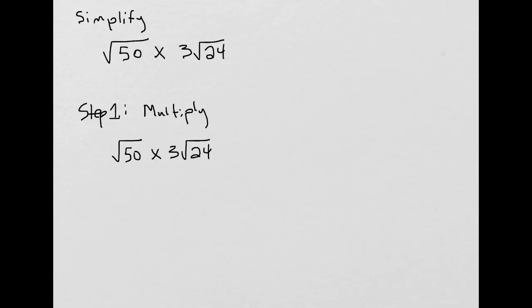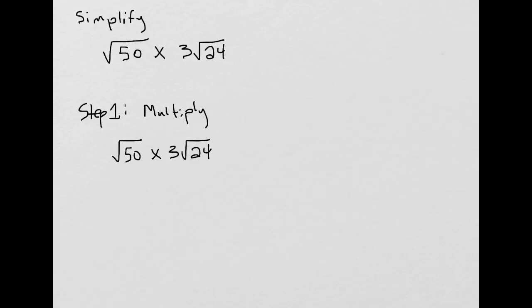Hello and welcome. In this video, we're going to be discussing how to multiply and simplify square roots. So our first step is to multiply our two square roots together. So we're going to take the square root of 50 times 3 times the square root of 24.